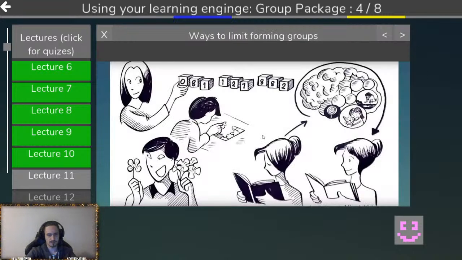So there are a lot of ways to limit your ability to form groups. Essentially, groups are different patterns, different ways to recognize information that's coming in through your perception. So there are different ways to limit how many groups and the different types of groups that you actually recognize.